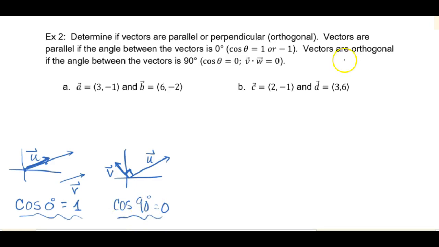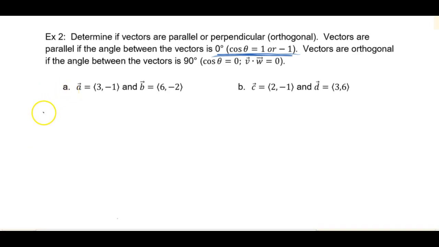So it says vectors are parallel if the angle between the vectors is 0, or we find that the cosine of the angle is equal to 1 or -1. The reason why the -1 works, well, what if my vector was in this direction? So we would find that to be 180 degrees, and then the cosine of that is actually -1. Alright, and then vectors are orthogonal if the angle between them is 90 degrees, or cosine of 90 degrees is equal to 0. But that also means that when we do our dot product, that also has to equal 0. So let's see if these guys are either parallel or perpendicular to each other.